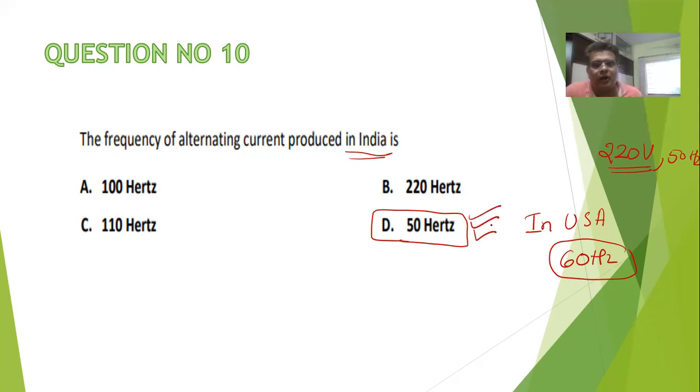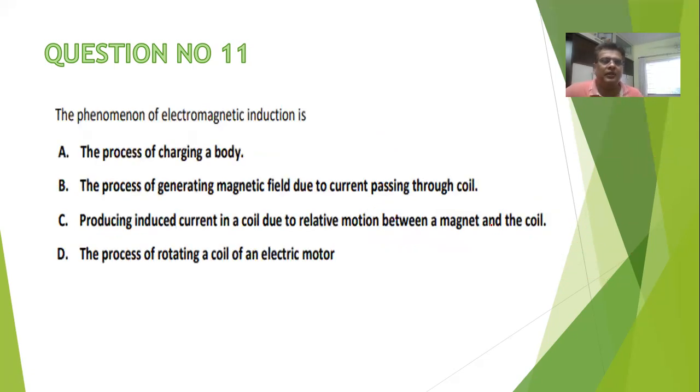Yes, good. So you are trying your best to get the right answers. Okay. The phenomenon of electromagnetic induction, that is option number C, right? Producing induced current in a coil due to relative motion between the magnet and the coil.